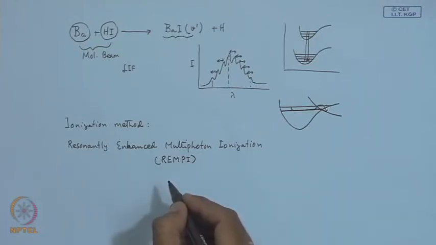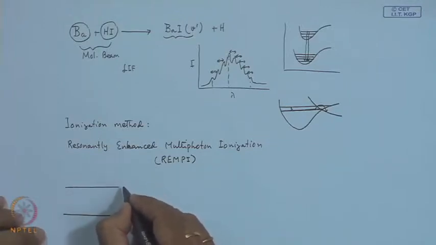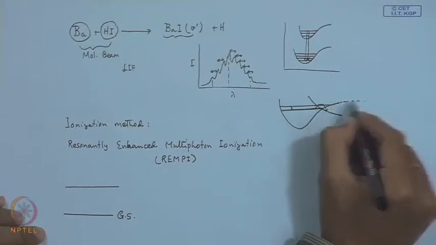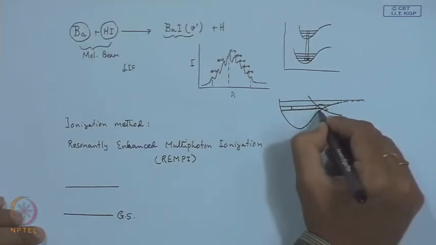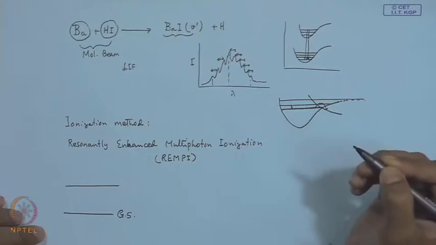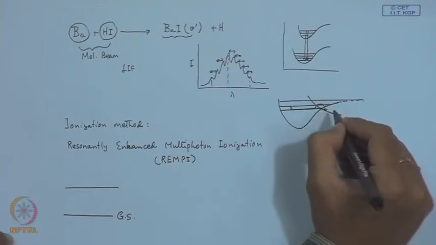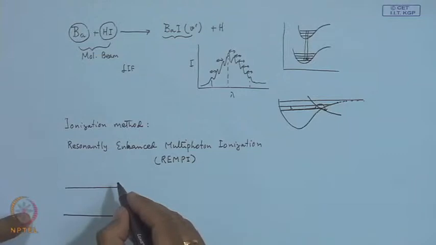You excite to an upper electronic state. So you have your ground state, and say you have your pre-dissociation state. Pre-dissociation means before the true dissociation limit, which may be somewhere over here. Above here is your true dissociation limit. But before you reach true dissociation, if a curve crossing like this is there, then you get pre-dissociation. Since the molecule dissociates, you don't get any emission. So the characteristic spectra vanish as pre-dissociation occurs.